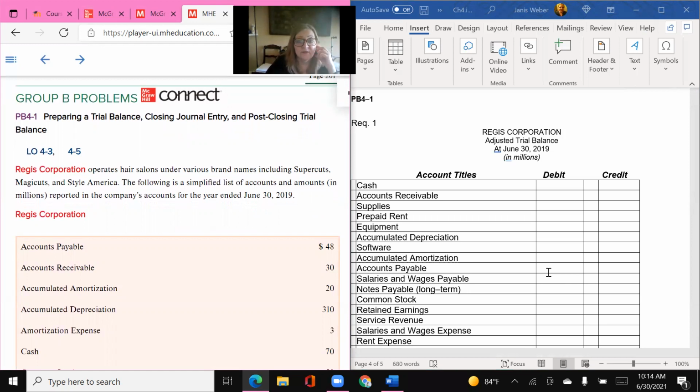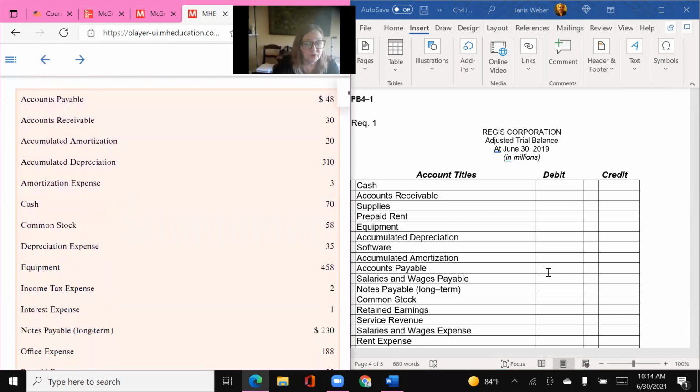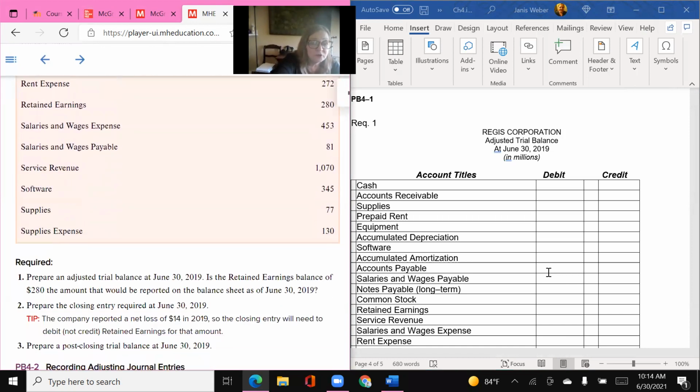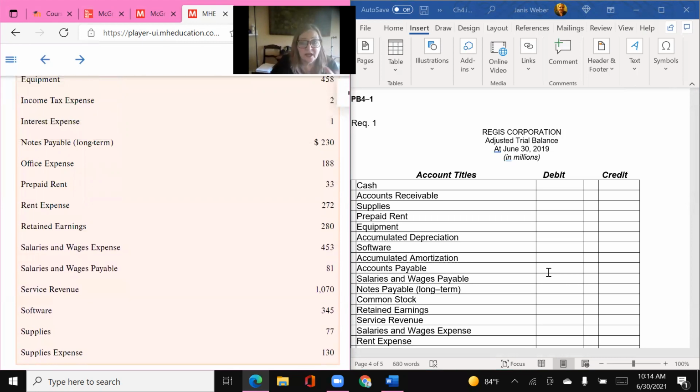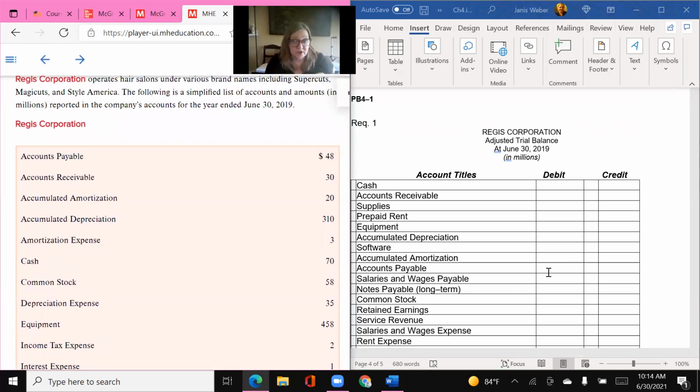The following is a simplified list of accounts and amounts, in millions, reported in the company's accounts for the year ended June 30th, 2019. It shows you, in alphabetical order, these different accounts. They want you to pull them, and I'm not going to take the time to alphabetically point out where they're coming from. Just trust me, whenever you do it, you're going to have problems just like that for your homework. You're just going to go through one at a time.